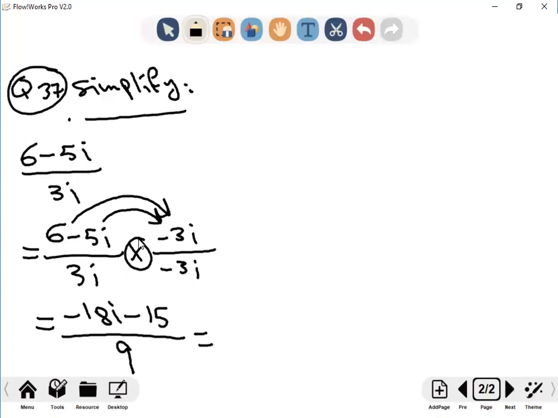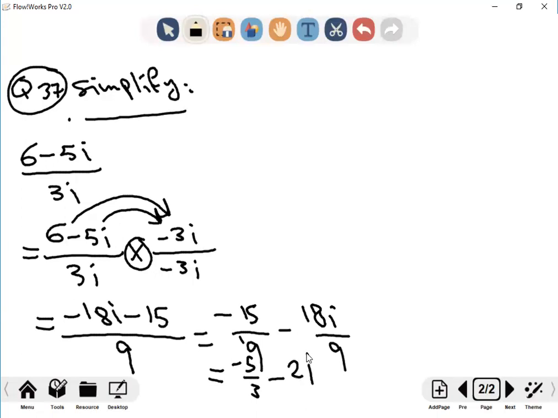This is equal to negative 15 over 9, negative 18i over 9 also, right? I always put the real part first, okay? So here, make it the simplest form. 15 with 9, what's the simplest form? Divide by 3 up and down. It will be negative 5 over 3 minus 2i, or negative 2i, negative 5 over 3. It's the same. Done? Else?